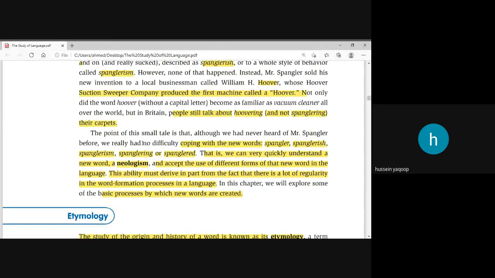Nowadays, when we talk about viruses, the first thing that comes to our mind is what? Coronavirus. Now, this ability must derive in part from the fact that there is a lot of regularity in the world. Well, this word should be spread widely, and the meaning should be agreed upon by all people, by all users of that language. That is, there is regularity in the word formation processes in a language.